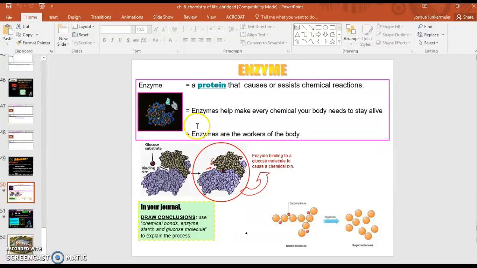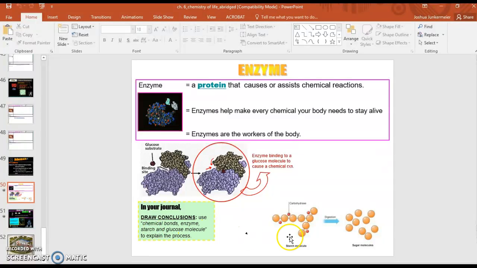So in your notebook, after you've written down the definition for enzyme, what you need to do then is, in your journal, do what we call draw conclusions, which is, let's see if we can summarize what enzymes do and how they're involved in a chemical reaction. I'd like you to do that by studying this picture here and studying this picture here. Our goal is to use words like chemical bond, which the chemical bonds are the lines, the invisible attraction between each little atom or molecule here. Enzyme, which is the protein involved that we know helps make chemical reactions happen.